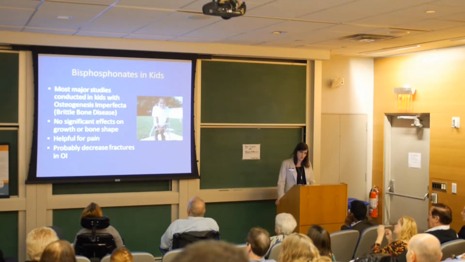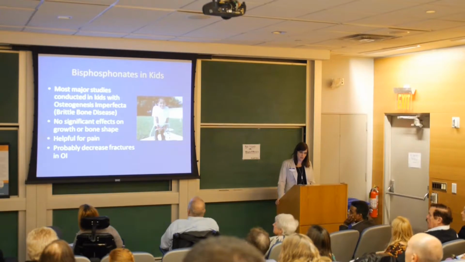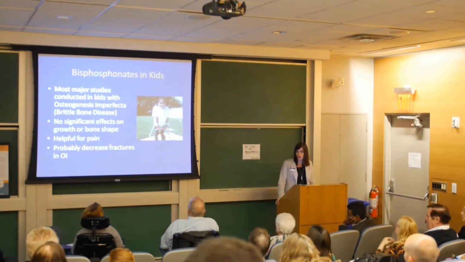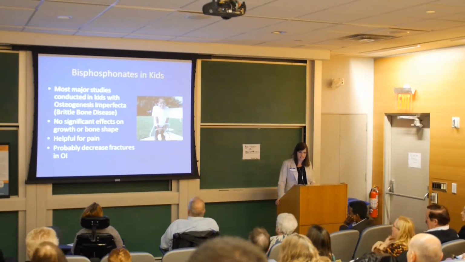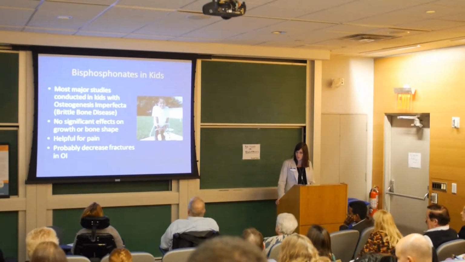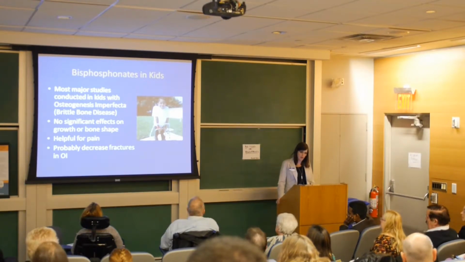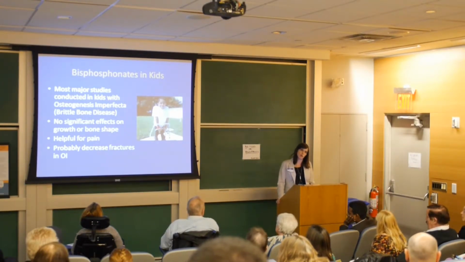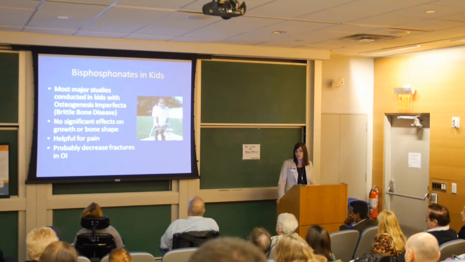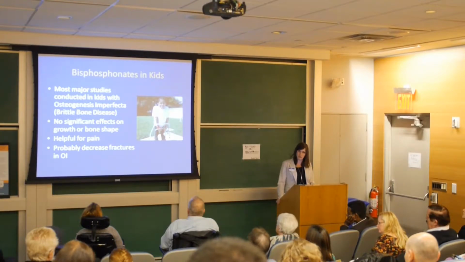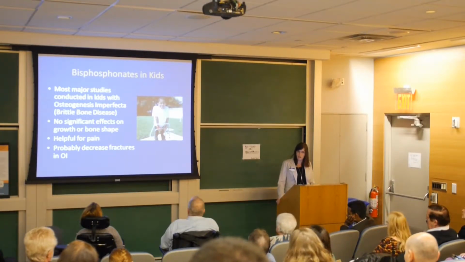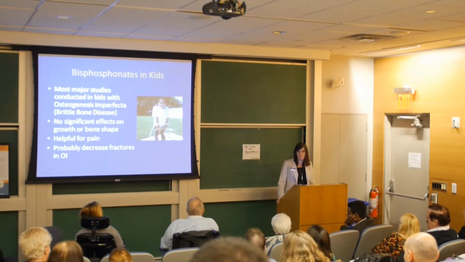with other conditions. So we know that in OI, the bisphosphonates don't seem to significantly affect the growth. Kids end up just as tall if they're treated with bisphosphonates. It doesn't tend to significantly affect the shape of the bones. They look relatively normal in shape. And it seems to be very helpful for treatment of bone pain in OI. We don't have quite enough studies to know this for sure, but it probably decreases risk of fractures for OI. So in general, bisphosphonates are pretty close to standard of care for treatment of kids with OI, and most of us who see kids with this will start it in the severe cases even in infancy.